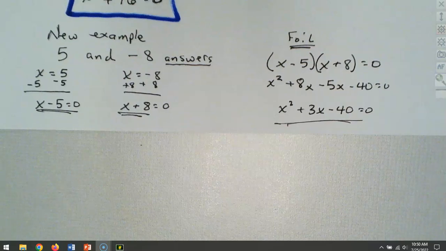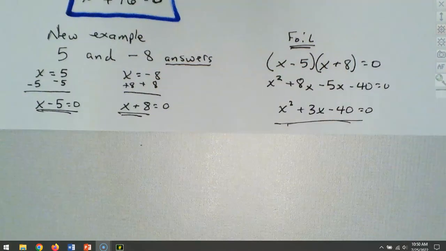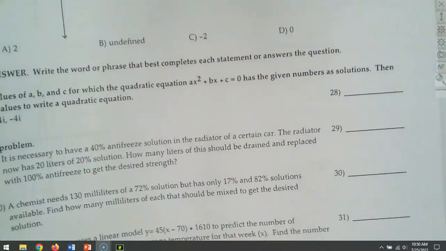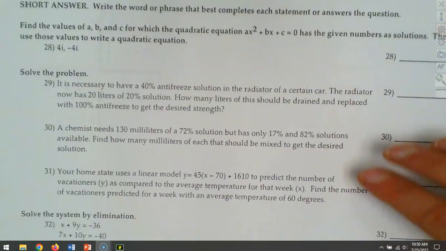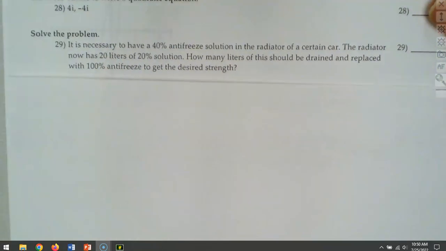Number 29, someone asked about that one as well. And 29 is a question that we've gone over many times in your homework, and I think it might have been on an exam as well. I think it was on that first exam. This is one that no matter how many times we went over, students still struggle with the setup.